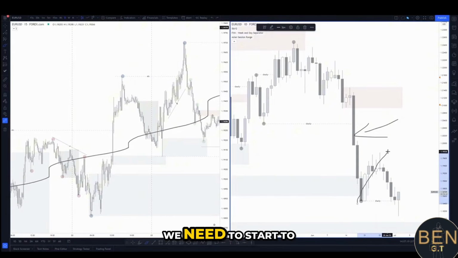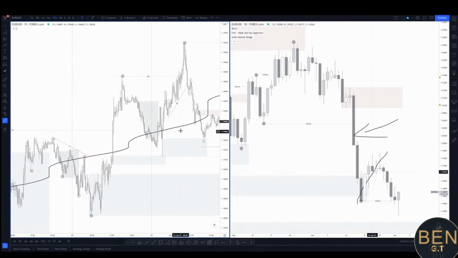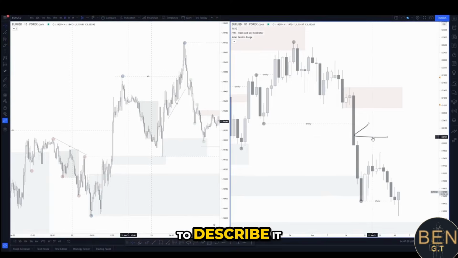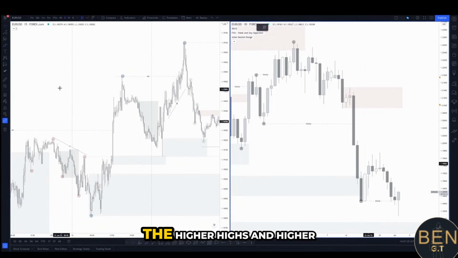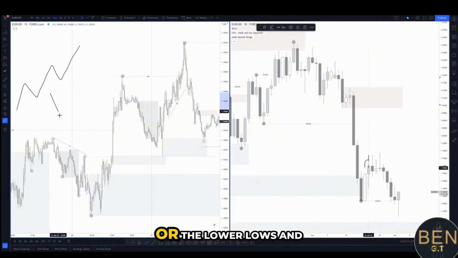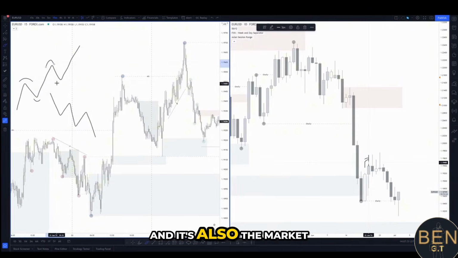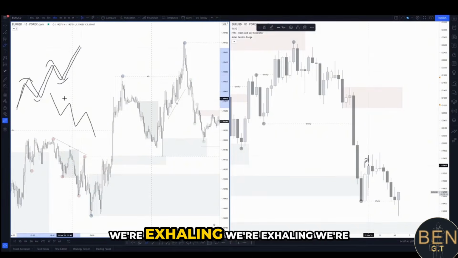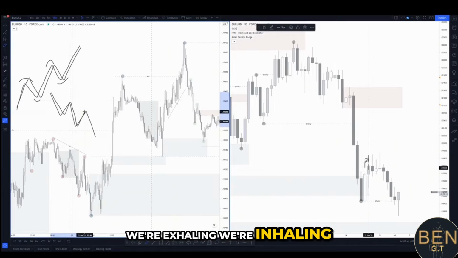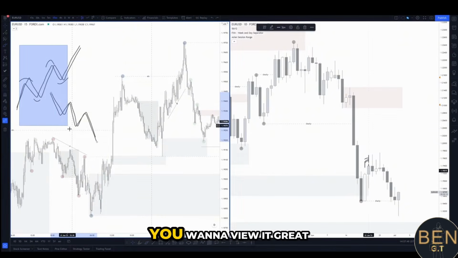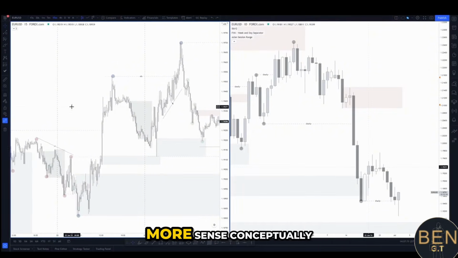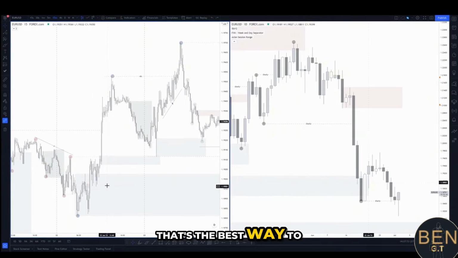So at some point we need to start to see a relief rally for price to correct, price to pull back, price to retrace, whatever way you would like to describe it. But at the end of the day, the higher highs and higher lows of a market, or the lower lows and the lower highs of the market, is basically the ebbs and the flows of the market. And it's also the market breathing. We're exhaling, we're inhaling, we're exhaling, we're inhaling. If that's the way you want to view it, great. Whatever makes the concept make more sense conceptually, that's the best way to approach it.